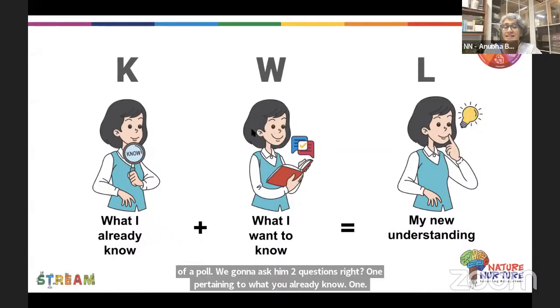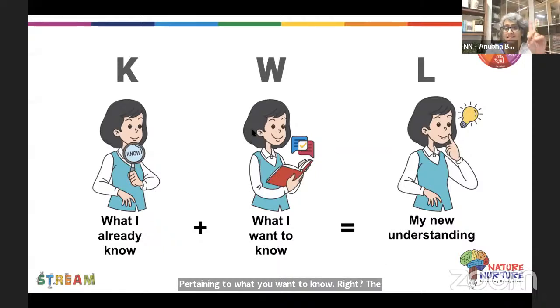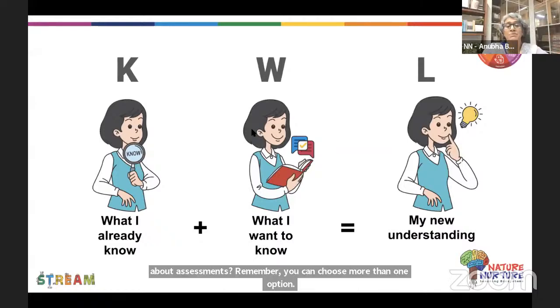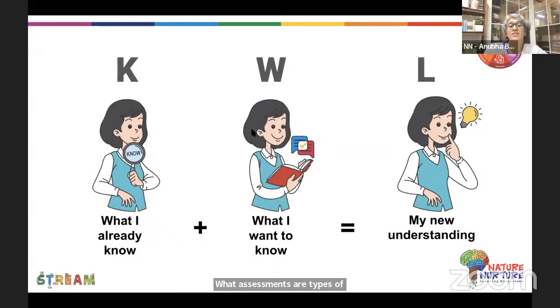The questions are on the screen. You can choose more than one answer. The first question is, what do you know about assessments? Remember, you can choose more than one option. What assessments are, types of assessments, purpose of each type of assessment. Do you already know what each of these is, when each of these is conducted, how assessments help in tracking learners' progress, how to maintain authentic records? That was the first one. What do you already know?